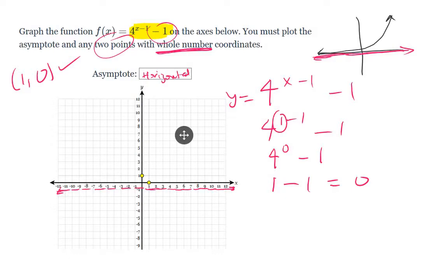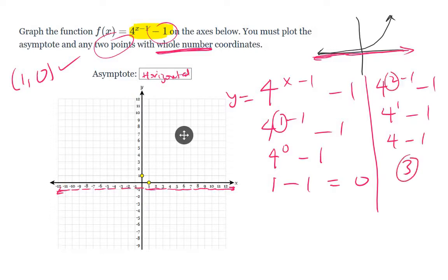Okay, let's go to another point like 2. Let's try 2 now. So 4 to the power of 2 minus 1, minus 1. 2 minus 1 is 1. 4 to the power of 1 minus 1. And 4 to the power of 1 is 4. 4 minus 1 is 3. So when x is 2, y is 3. So another point will be 2, 3.